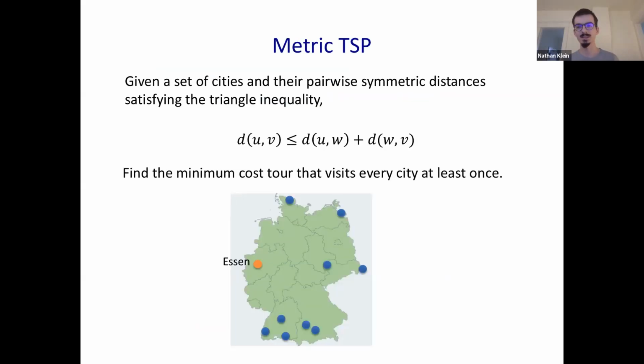Okay, so in TSP, you're given as input a list of cities and their pairwise symmetric distances, which form a metric. So they obey the triangle inequality. And the goal is to find the minimum cost tour, which visits every city at least once. So if I live in Essen and I want to visit all the marked cities and then return home, then TSP will give me the shortest route which does so.